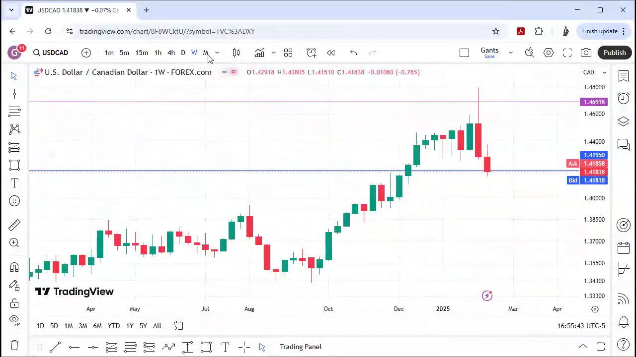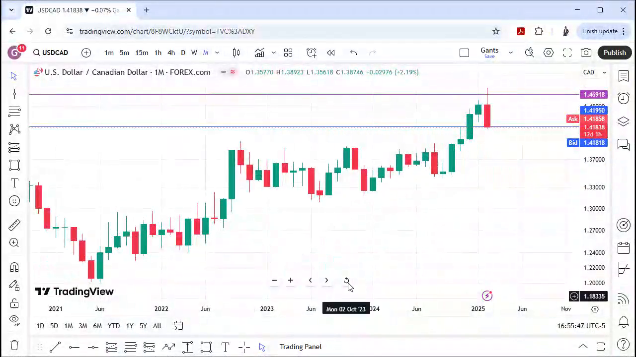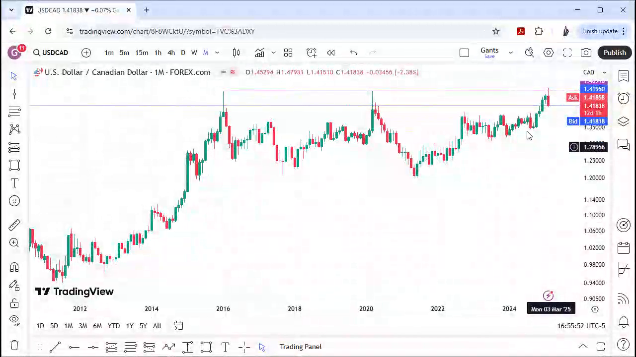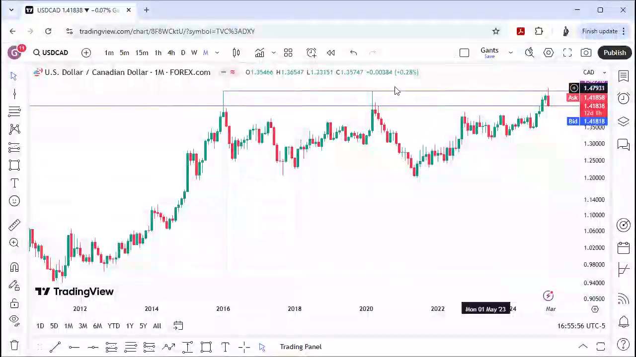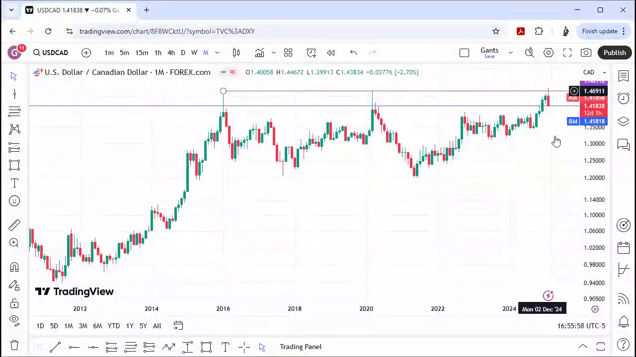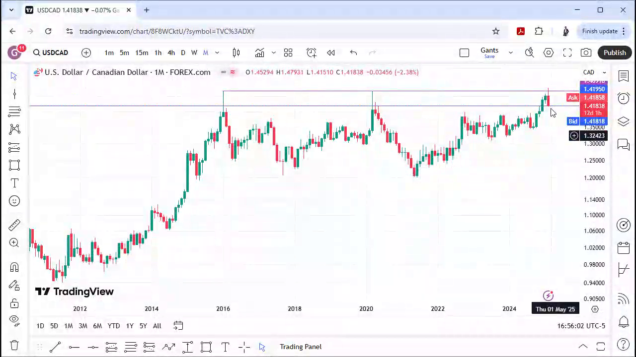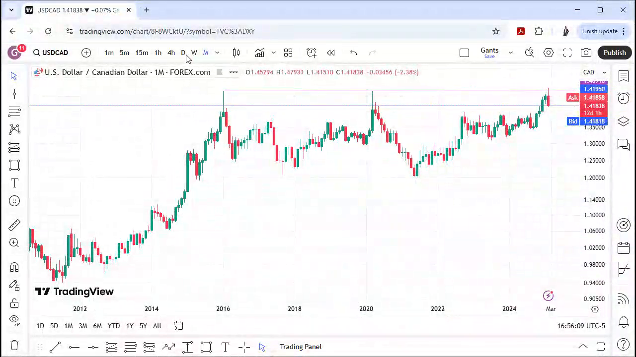USD CAD swept the monthly relatively equal highs, swept it here, and then it has rejected. This is not the end of this movement for me, if we go higher. But for now, because dollar is bearish, it's going to find some form of support around this area before it starts going higher.